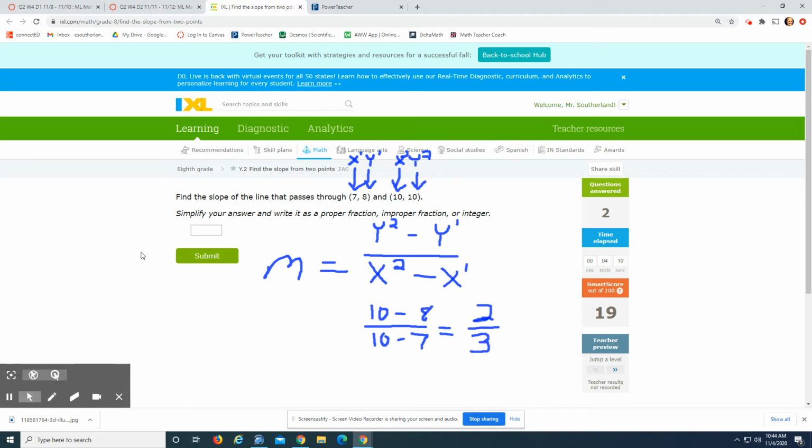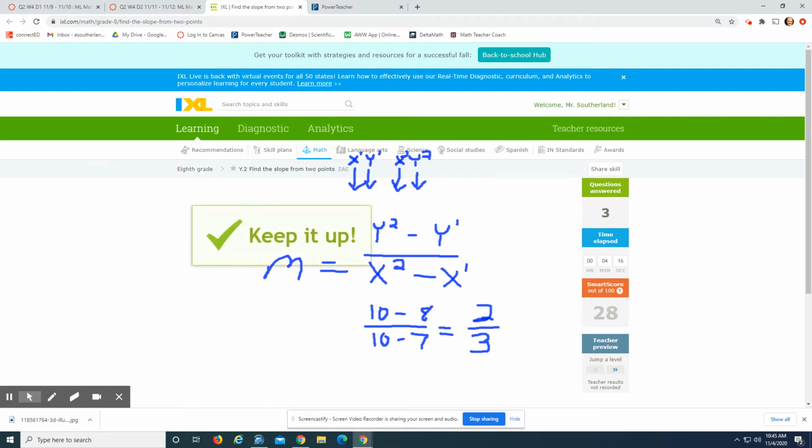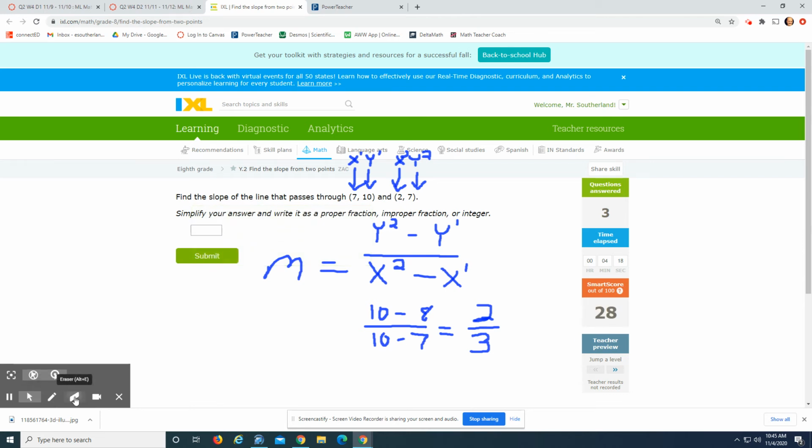So then we go back to our assignment here. We type in 2/3. Same thing's true. We move on to the next problem. And then you keep doing these over and over. They are a little time consuming, but it's still nice that you can just get them done.